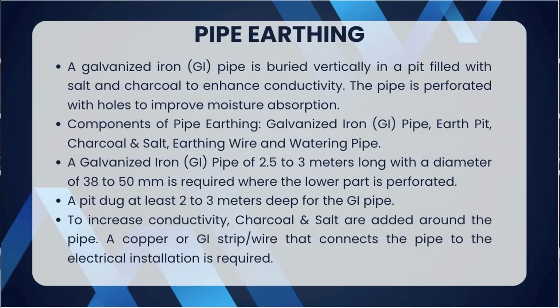A pit is dug at least 2 to 3 meters deep for the GI pipe. To increase conductivity, charcoal and salt are added around the pipe like we have already discussed in the previous case. A copper or GI strip that connects the pipe to the electrical installation is also required.